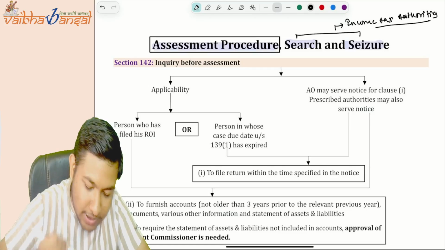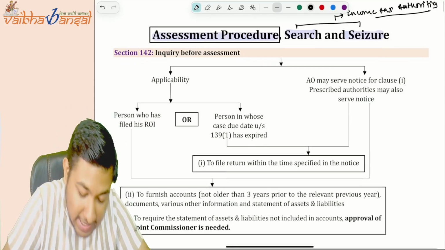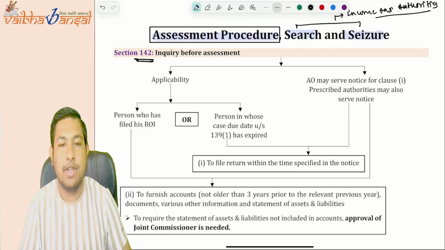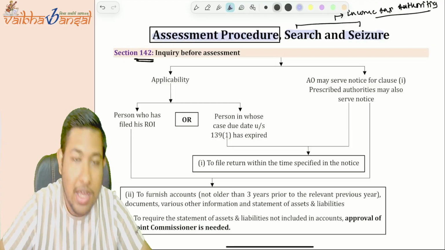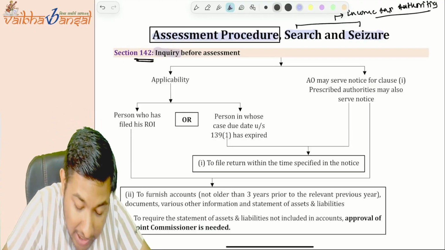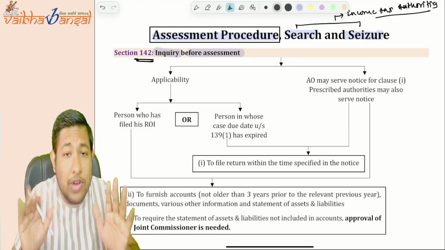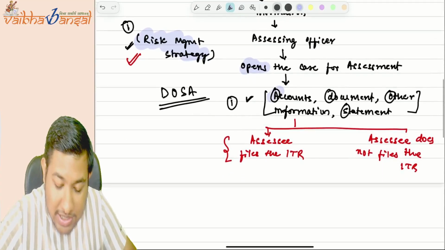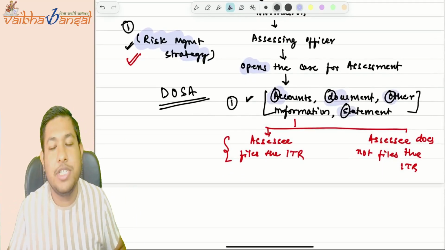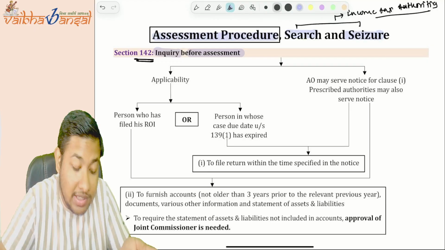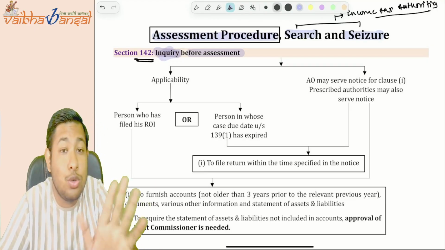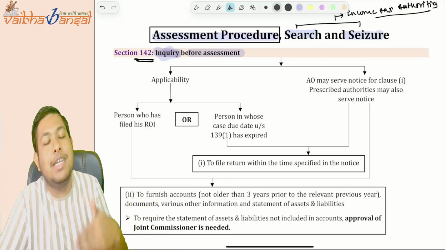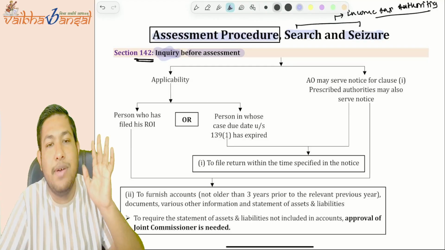Okay, so in that particular case, now we are starting with the assessment procedure chapter with section number 142, which is inquiry before assessment. As of now, he is not doing the assessment, but to start the assessment, he first needs some documents, some other information, accounts. So this is just an inquiry. There is no assessment as of now. The assessment is not started yet. It is just an inquiry that is done. That is section number 142.